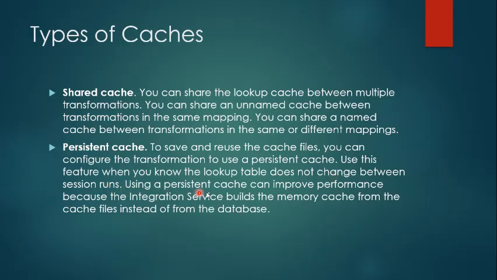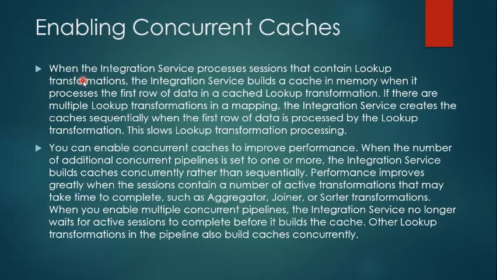Then you can configure a persistent cache, which can improve performance because the Integration Service builds the memory cache from the cache file instead of from the database. It is not going to the database again to read that information. It goes into memory, and if you have configured it to take that information from the persistent cache, it brings that information and processes those records. That is what reduces the time: the time spent going to the database is reduced. So this is all about the types of cache.